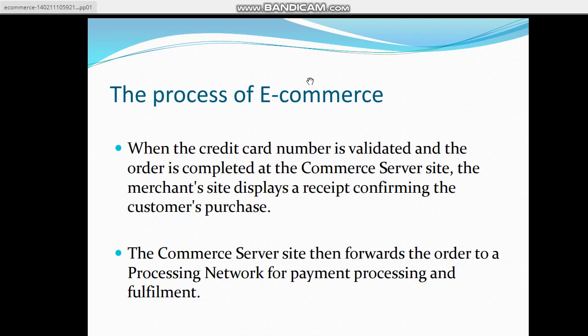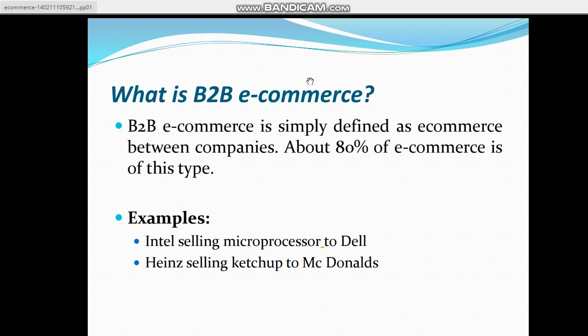The process of e-commerce. When the credit card number is validated and the order is completed at the commerce server side, the merchant's site displays a receipt confirming the customer's purchase. The commerce server side then forwards the order to a processing network for payment processing and fulfillment.